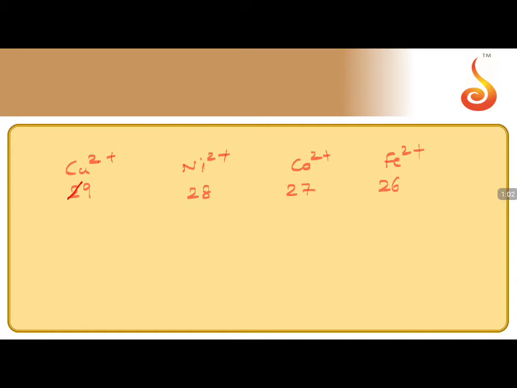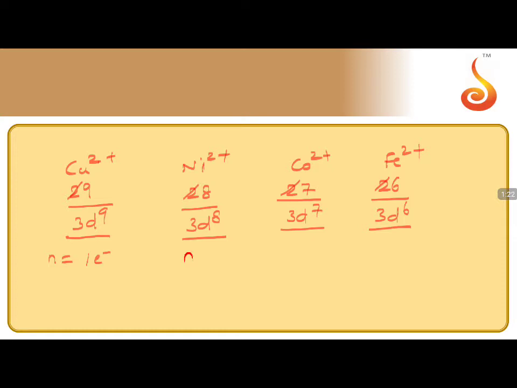So if you subtract, here it is 3D9 configuration, here 3D8 configuration, here 3D7 configuration, here 3D6 configuration. So the number of unpaired electrons is 10 minus 9, 1 electron. 10 minus 8, 2 electrons. 10 minus 7, 3 electrons. 10 minus 6, 4 electrons.